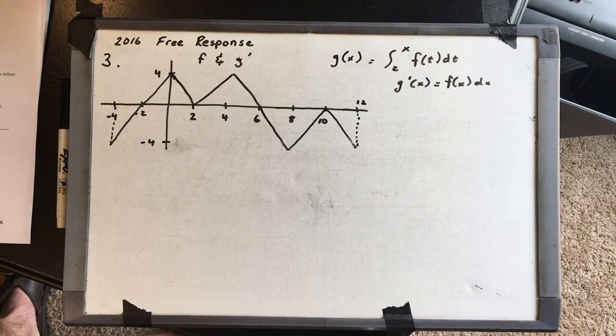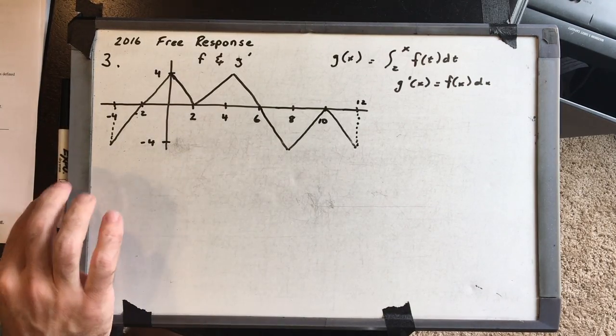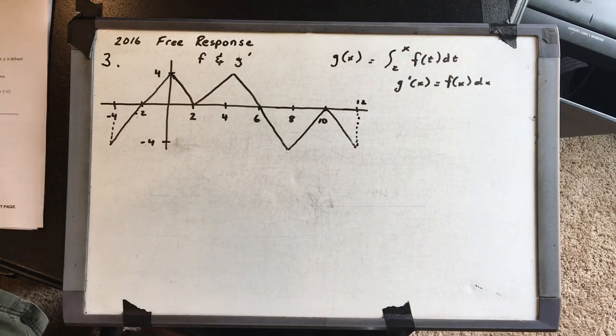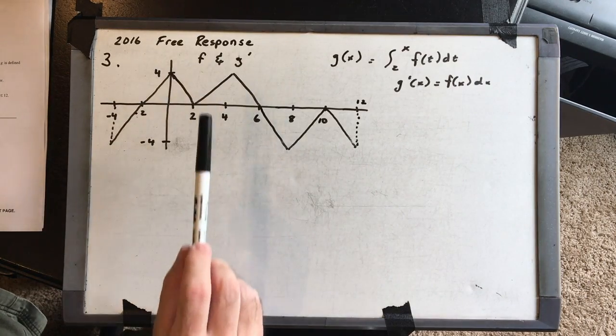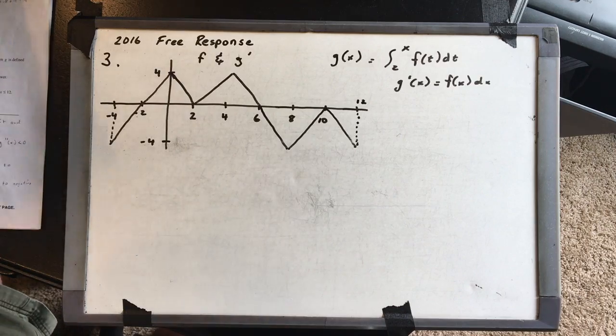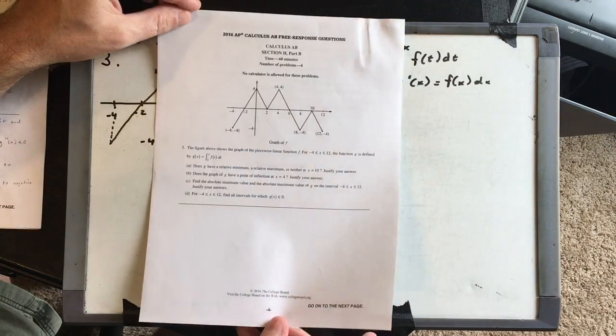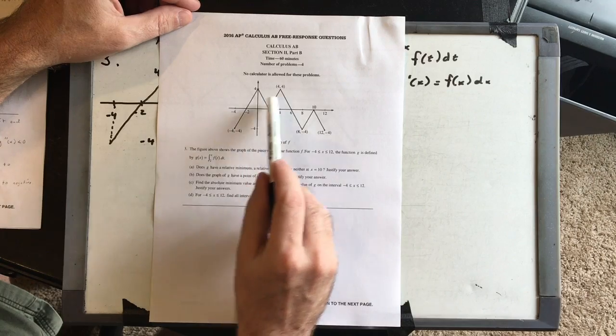Hey, this is AP Calculus AB 2016, the actual AB test free response questions. We're going to start with number 3, and so here's a printout of the blank sheet for number 3, so you have a graph like this.